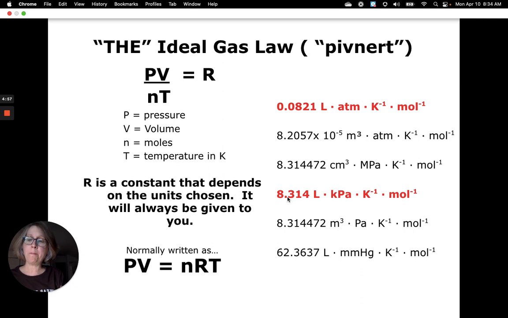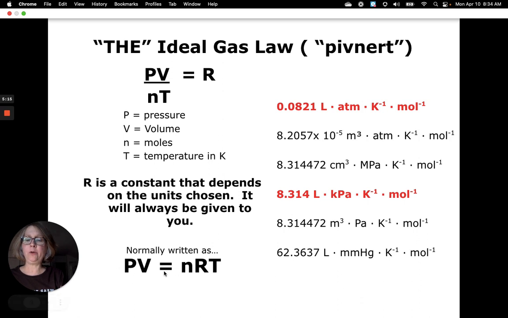So the main thing you have to be careful with when plugging in Pivnert is that you are using the gas law constant value that matches the units that you plugged in. Okay, and again, PV equals nRT.